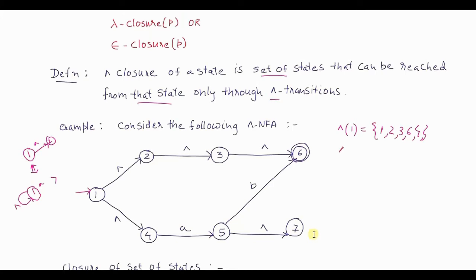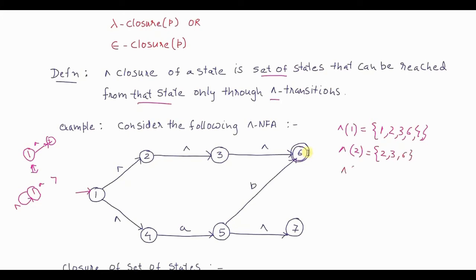In the same way, null closure of the second state, say 2. Okay. Without even thinking, the very first thing you need to do is that state 2 itself should be added to the set. Then from state 2 on reading null you can go to 3, so 3 should be added. From 3 on reading null you go to 6, so 6 should be added. But from 6 on reading null, apart from 6 itself, it does not go to any other state. So null closure of 2 will be 2 itself, 3 and 6, only 3 states. So 2, 3 and 6.